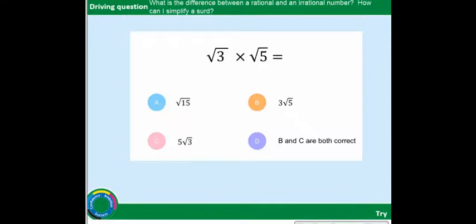Fantastic. Let's do some quick fire questions on those. What if you had root 3 multiplied by root 5? Well, that would give us root 15, which doesn't simplify because there are no factors that are square numbers apart from 1.